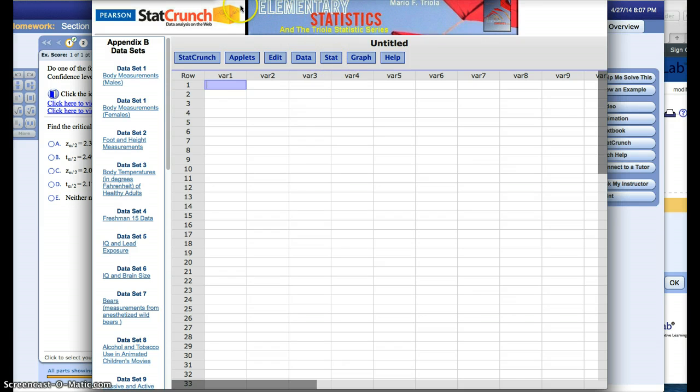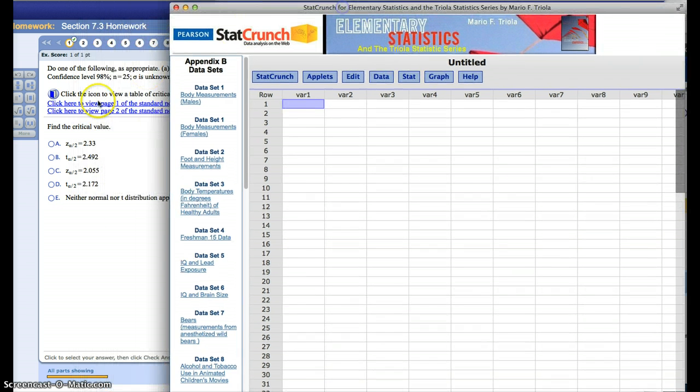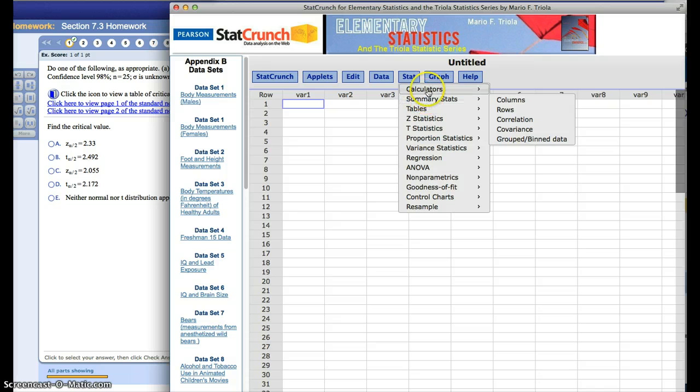Since I want to find the area to the right side of that point, the area to the right side of my critical point is given to me. That's really alpha over 2. Then I need a calculator to help me find that critical value. So we need to go to Stat, and then to Calculators. Calculators will help us find either the area to the right side of the point or to the left side of the point, or if you have the area, you can find the point, the critical values.